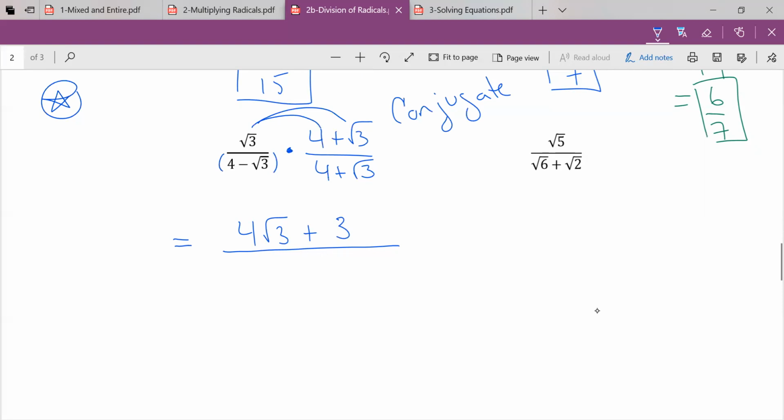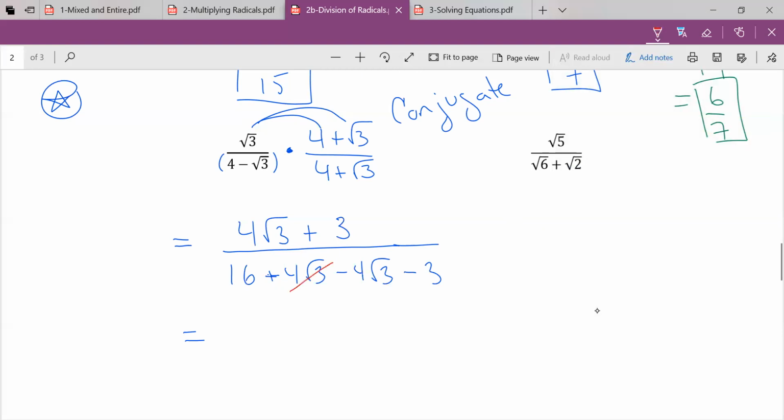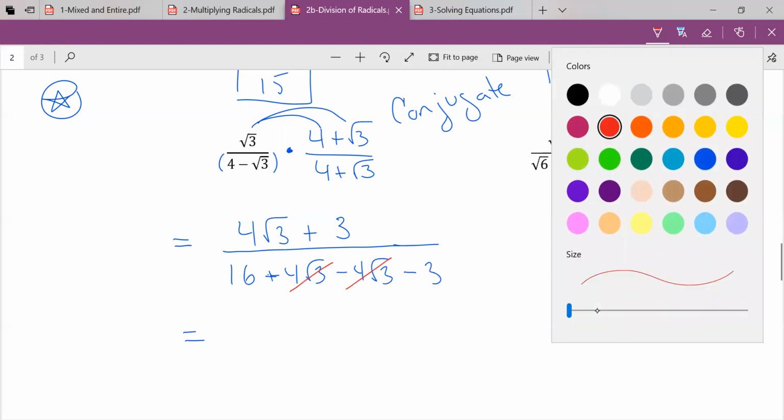And then here, we're going to distribute again. So we go 4 times 4 is 16. 4 times root 3 is 4 root 3. Negative root 3 times 4 is negative 4 root 3. And negative root 3 times negative root 3 is negative square root of 9, which is negative 3. Again, here's the really important part. Do you notice the two middle terms go to 0? They cancel. And do you notice, again, we've got no radicals.